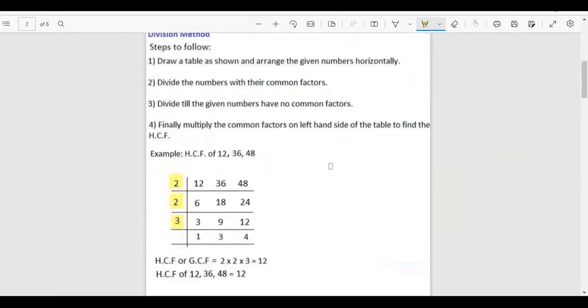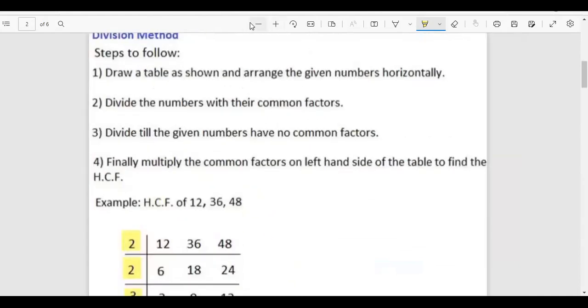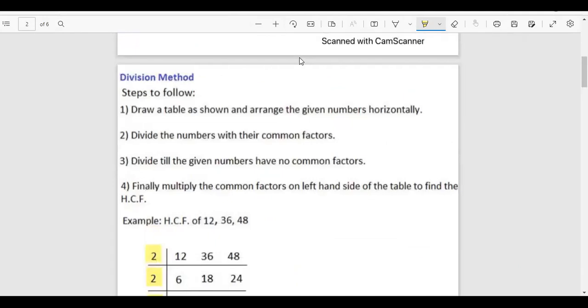Okay, let's talk about another thing now. Let's listen to me for some time and then we'll look into the method. The next thing is HCF and LCM. For now, let's just talk about HCF. HCF stands for Highest Common Factor.